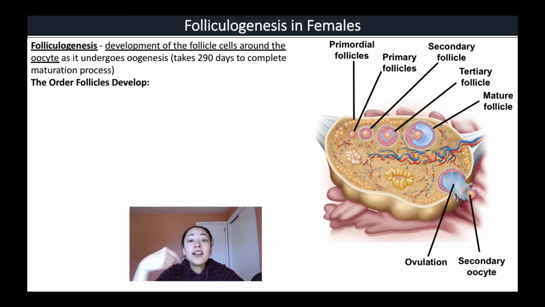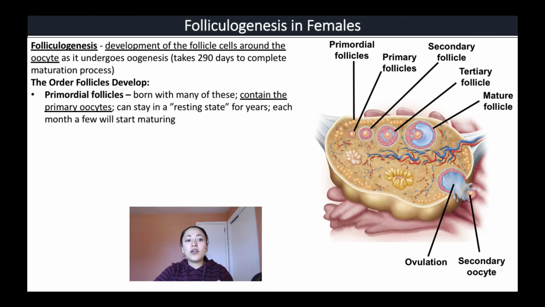So within the ovaries, there are actually 2 processes that are happening simultaneously. As oogenesis is happening, the cells that are surrounding the developing oocyte are also maturing. And if you recall, the ovaries contain many follicles, and these are spheres of cells that contain a developing oocyte. As the oocyte develops, these follicles begin to mature and grow, and this process is called folliculogenesis. It takes about 290 days to complete the entire maturation process, which means that you constantly have follicles maturing inside of your ovaries.